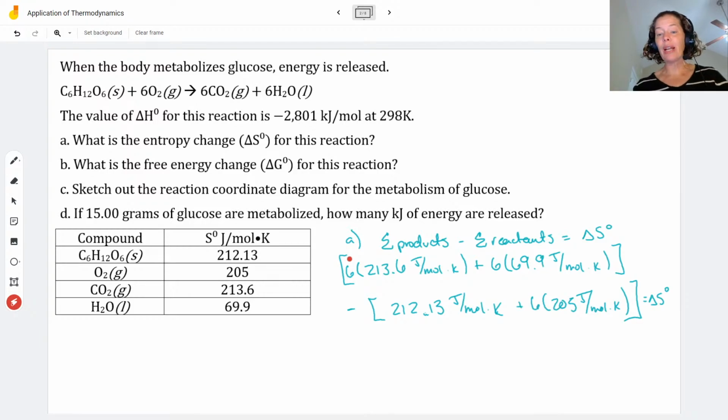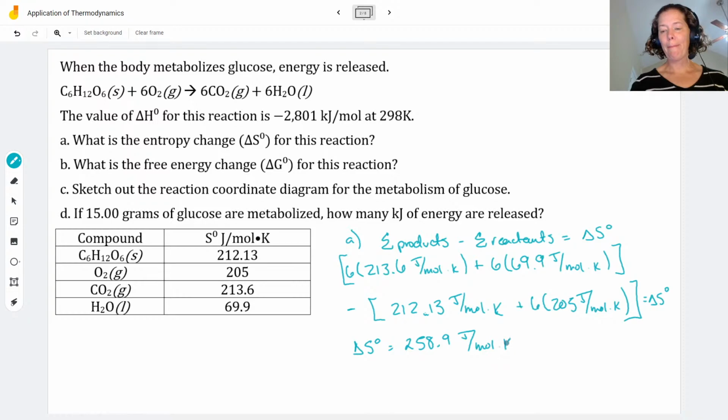Okay, so at this point, now that we have all of our numbers in, we're just plugging and chugging into our calculator. If I put this all in my calculator, then I get 258.9 joules per mole K. And that is my value of delta S. So actually pretty easy, just products minus reactants. Make sure there's no questions. Okay, let's go ahead and go on to B.